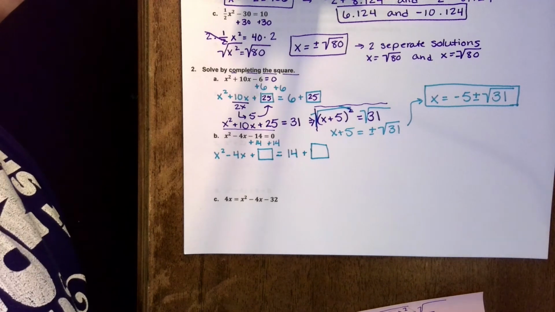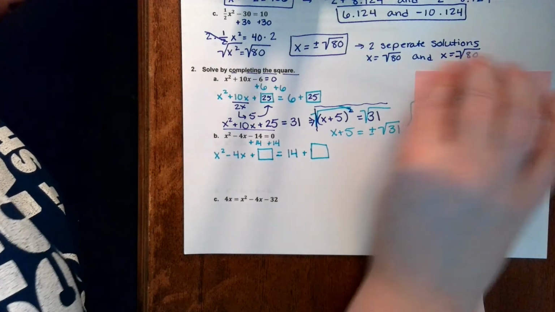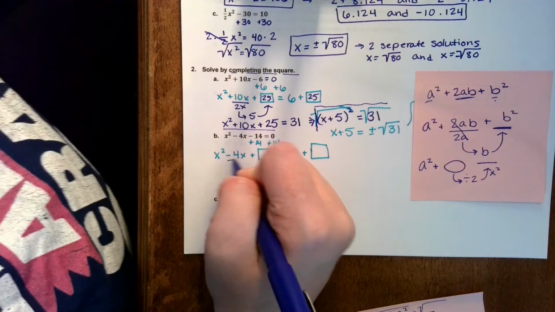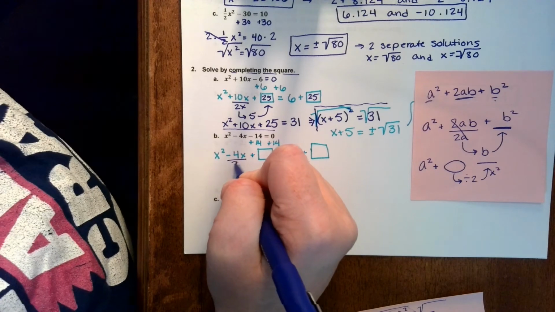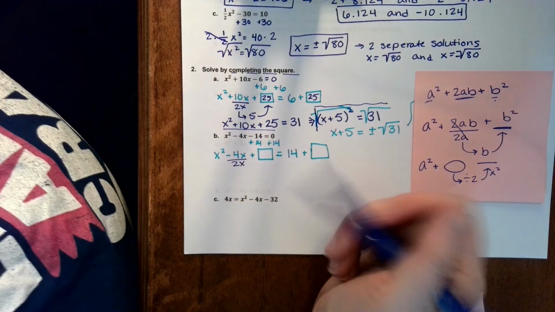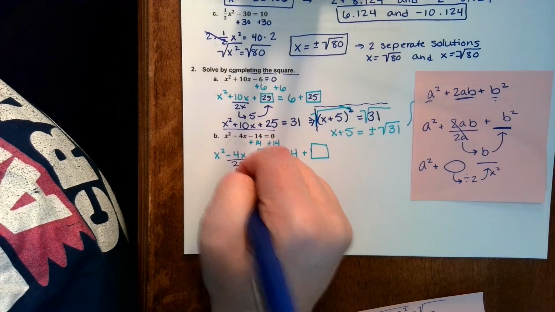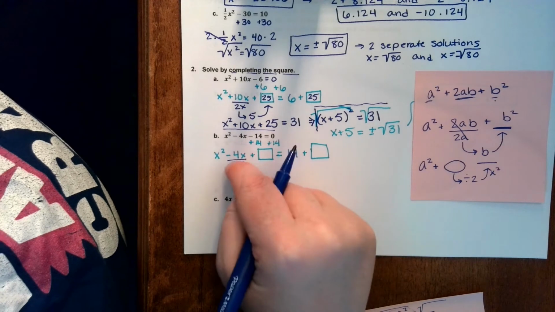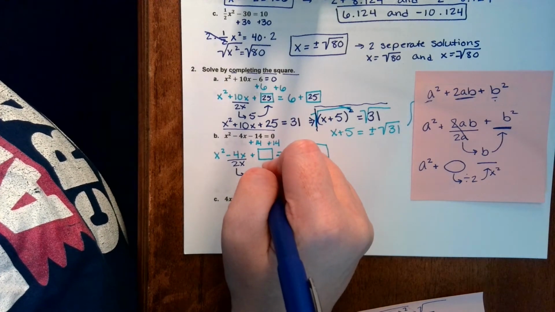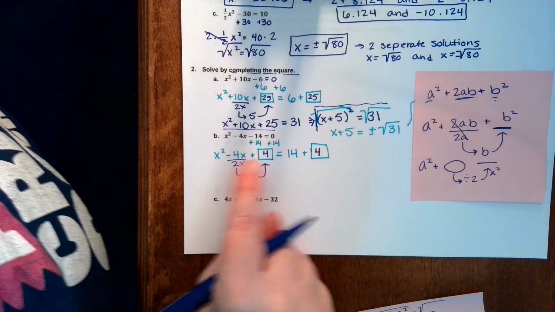Okay, so let's remember our completing the square. To fill this box, we're going to divide it by 2x, or 2, that's our a value. Divided by 2x. What we get is negative 4 divided by 2 is negative 2. Negative 2 squared is positive 4. So I have to add 4 to each side.